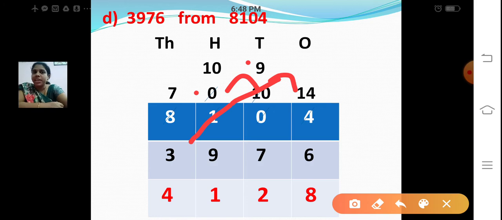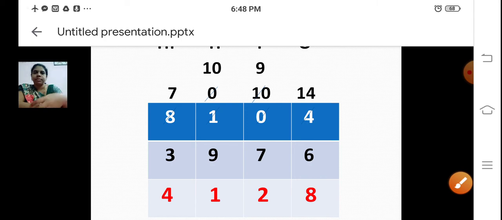Now subtract the hundreds place. 0 I'm having, right? So can you subtract 0 minus 9? No. So now I'm borrowing this 10. Thousands place will become 7. So this will become 10. 10 minus 9, 1. And I'm going to subtract the thousand place. 7 minus 3, 4. Understood, children?